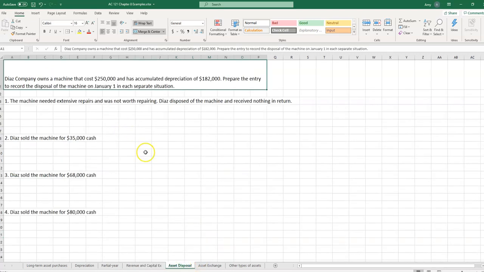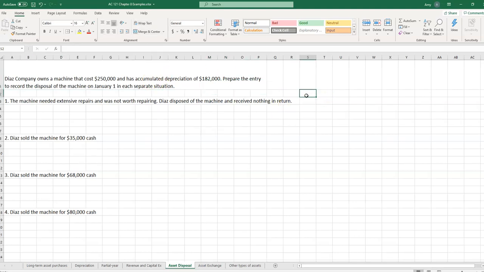Now let's look at an asset disposal. So we have a machine that has a cost of $250,000 with accumulated depreciation of $182,000. We're going to prepare journal entries in each one of these different situations. So the first thing that we want to do when we're looking at machine disposal is determine what its book value is. So our book value is cost minus accumulated depreciation, $250,000 minus $182,000. So this machine has a current book value of $68,000.